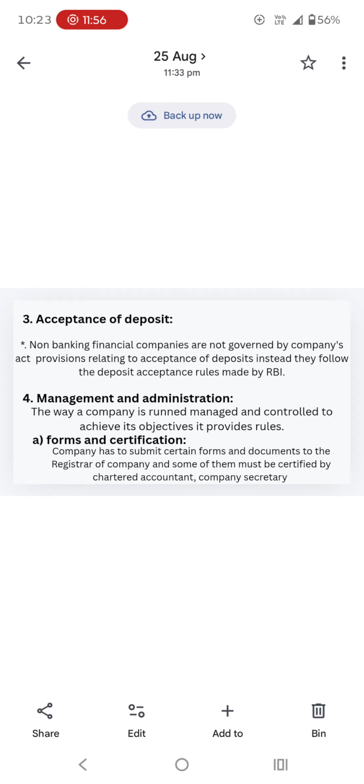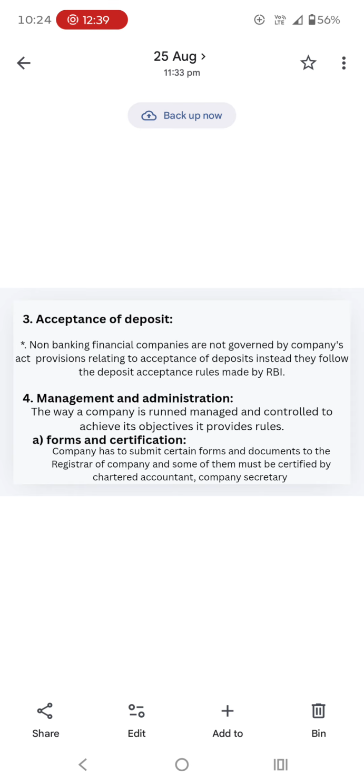Let us move on to the fourth point: management and administration. The way a company is run, managed and controlled to achieve its objectives is governed by rules. Management means how the company is managed. Administration is who is controlling and running the company in a proper manner. And the first point is forms and certification. Obviously, when a company is coming into existence, it has to fulfill some documentation requirements. They have to submit a form and they will receive a certificate after that.